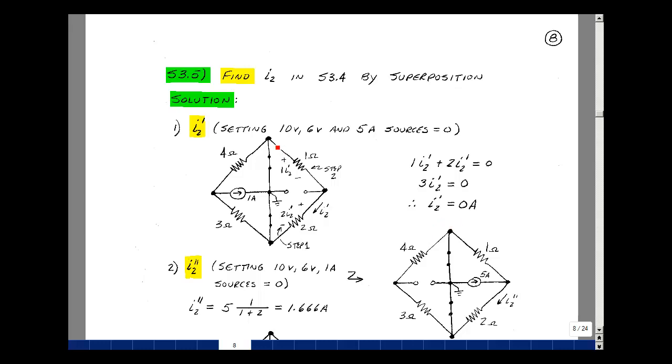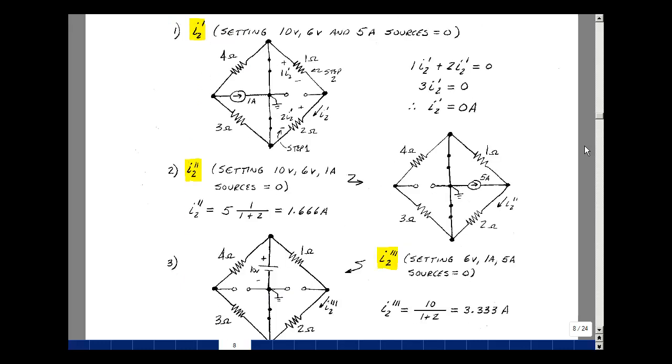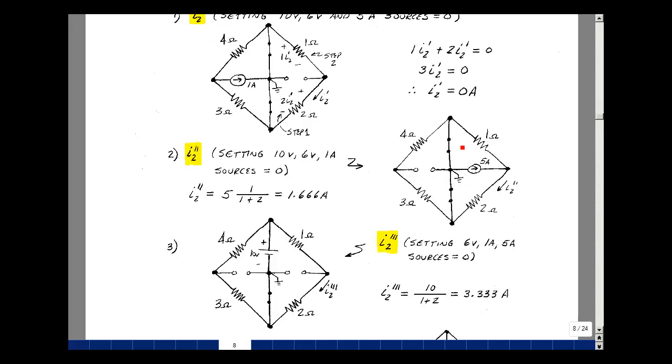In fact, what we've done is shorted out the circuit by having these 2 short circuits here. Many times doing superposition, you get a lot of really simple answers and quicker to find the overall answer. Next, we're going to set the 1 amp equal to 0 and short the 10 volts and the 6 volt. Find I2 due to this 5 amp source. Call this I2 double prime due to my second source.